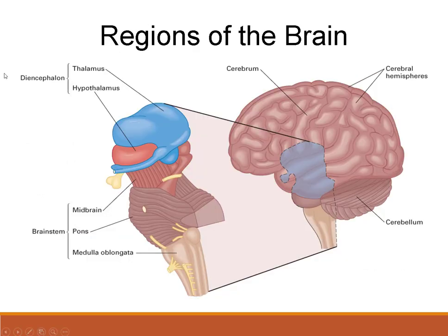Regions of the brain. Here we have the cerebrum, cerebral hemispheres, cerebellum, brainstem, and then we have an enlarged part here, part of the diencephalon, the thalamus, hypothalamus, notated there, with the midbrain, the pons, and the medulla oblongata in the brainstem itself.